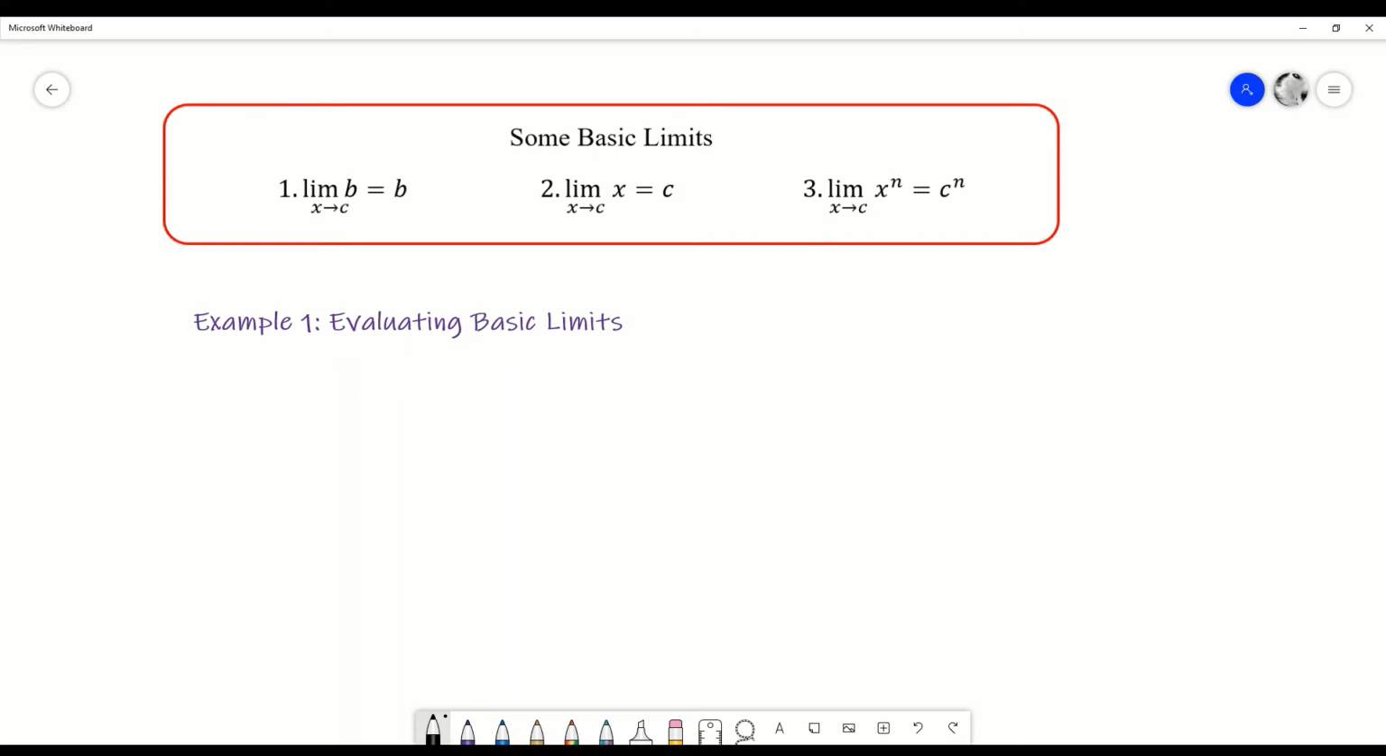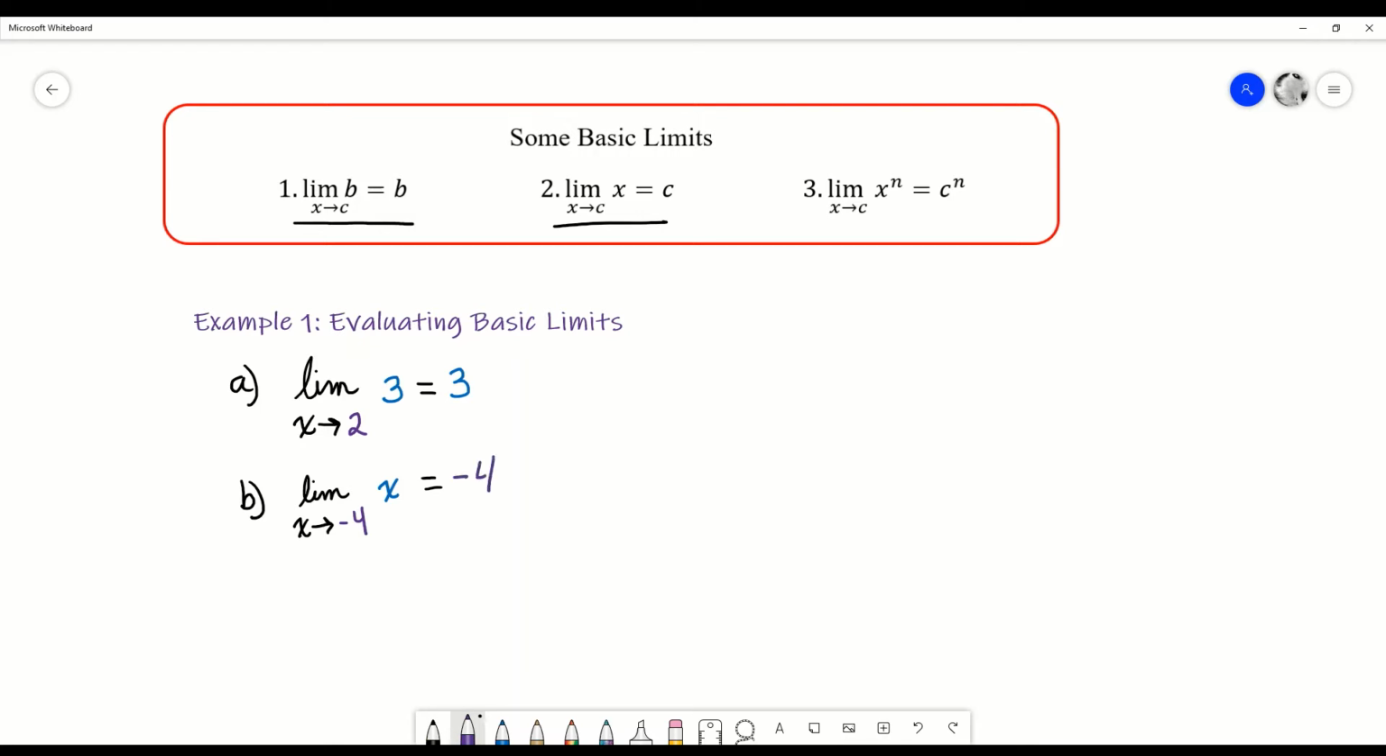Before we see what direct substitution is, let's take a look at some basic limits. So I want to take the limit as x approaches 2 of the constant function f of x equals 3. What's that? Well, according to that rule up there, this is simply going to be 3. So the limit as x approaches 2 of 3 is 3. If I want to find the limit as x approaches negative 4 of f of x equals x, I'm going to replace the x with the value that I'm approaching. So the limit as x approaches negative 4 of x equals negative 4.